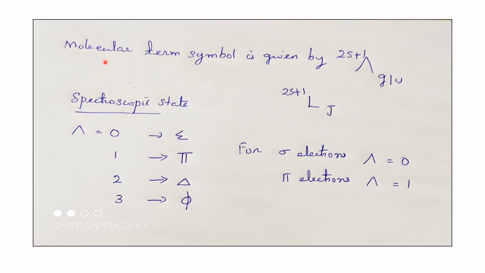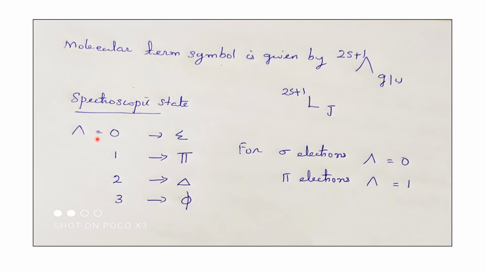Molecular term symbol is represented by capital lambda, superscript 2S plus 1, subscript g or u, while the ground state term symbol is represented like this, that is L, superscript 2S plus 1, subscript J.